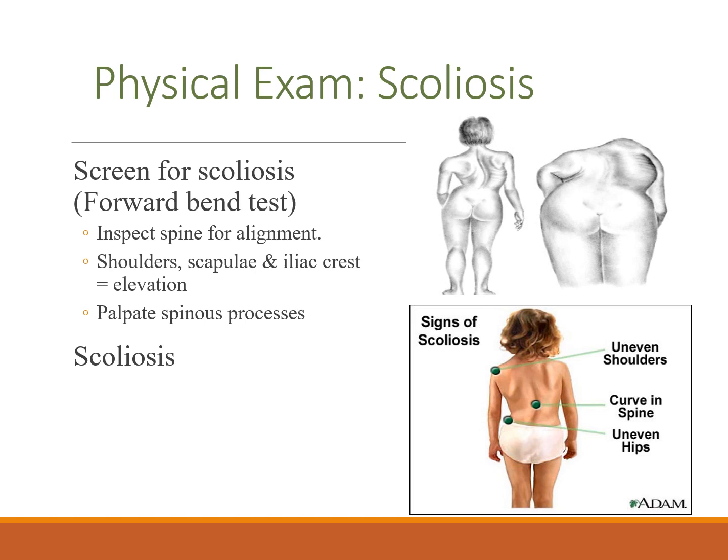So here's a picture of the scoliosis, that lateral curvature. Most of you in elementary school, they would have you bend over and identify it, because when you're bending over, you can see the asymmetry of the height of the hips and asymmetry of the shoulders.